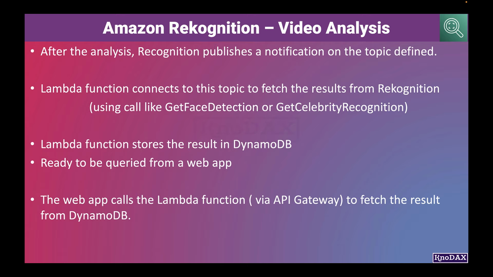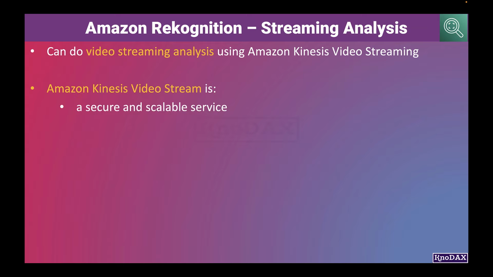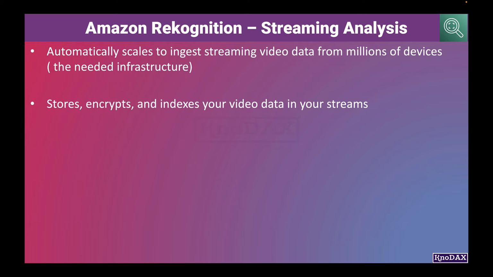Amazon Rekognition can do video streaming analysis using Amazon Kinesis Video Streams. Amazon Kinesis Video Streams is a secure and scalable service for streaming video from connected devices to AWS for analytics, machine learning, and other processing. It automatically scales the infrastructure needed to ingest streaming video data from millions of devices. It also stores, encrypts, and indexes your video data in your streams and allows you to access it through easy-to-use APIs.